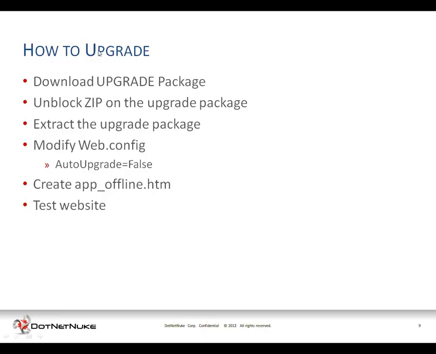All right, so we've gone through these steps. We downloaded the upgrade package. We unblocked the zip file. We extracted that package. We modified the web.config. We set auto upgrade to false. We created an app_offline.htm file, and then we accessed the website to test the app offline.